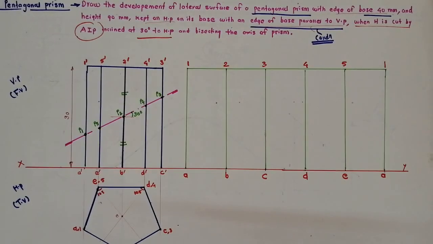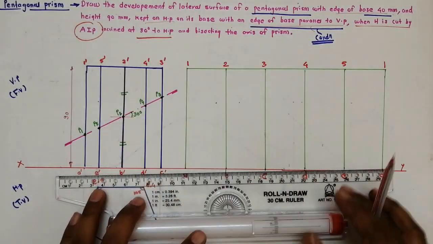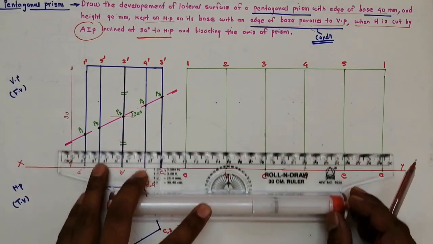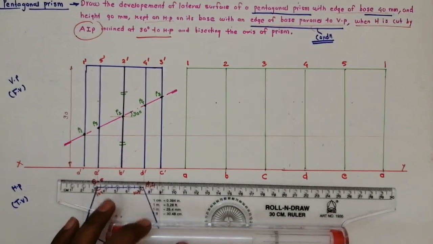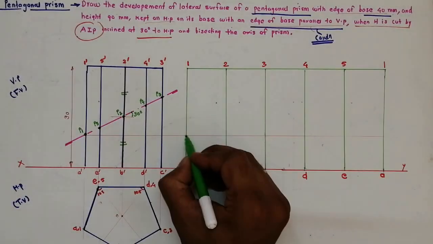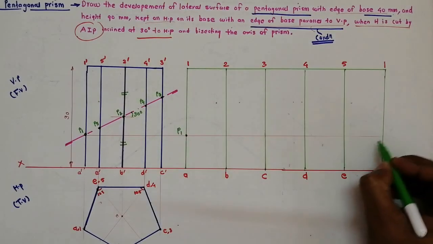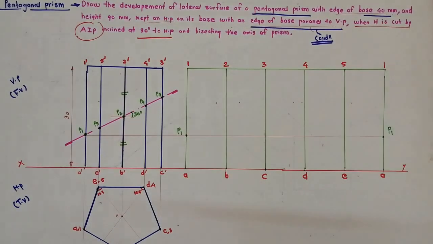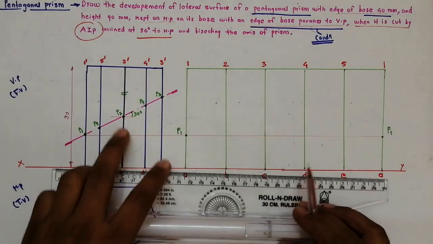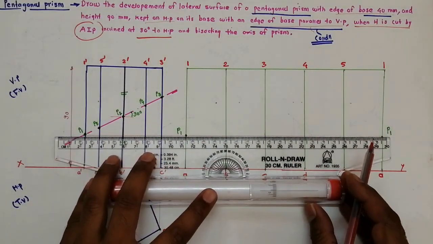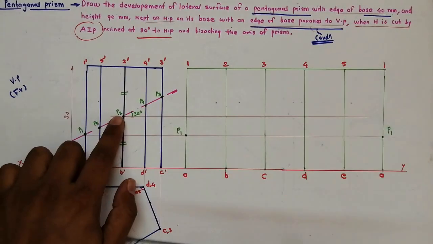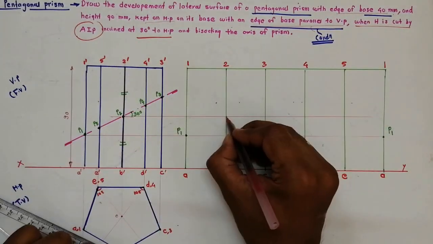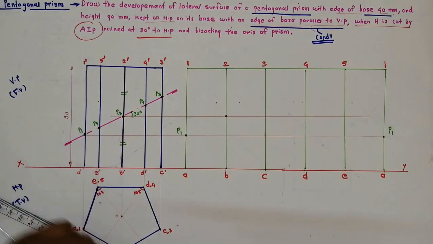Okay, now the next step is to transfer these intersections. So transfer this P1 on A1. So this P1 goes on A1. So this is P1 here and P1 here. Okay, now transfer P2. So P2 is on what? B2. So here this is P2.